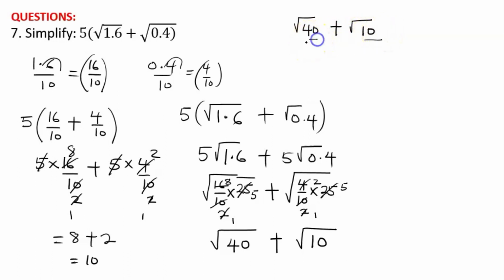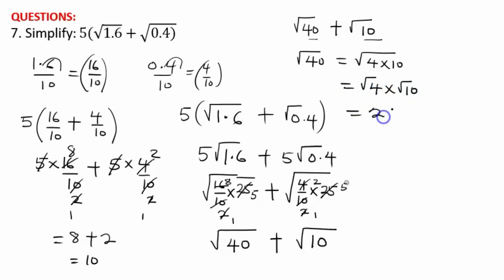But this root 40, I can see 4 obviously. So meaning I can take root 40 to basic form by saying square root of 4 times 10, okay, which is going to give me square root of 4 multiplied by square root of 10, which is the same thing as saying 2 times root 10, which is 2 root 10. All right, so this is what I have.